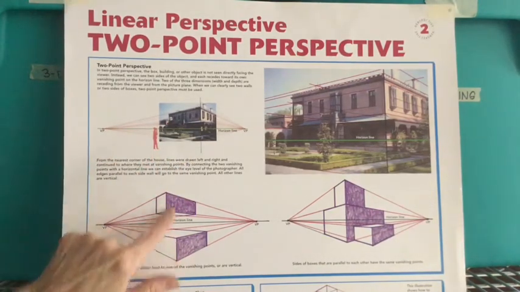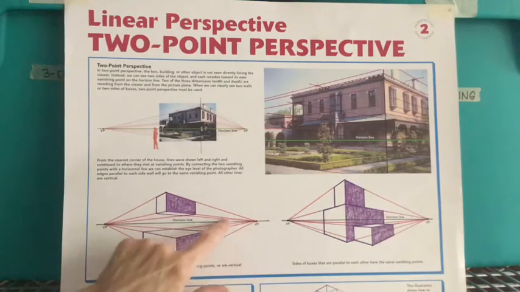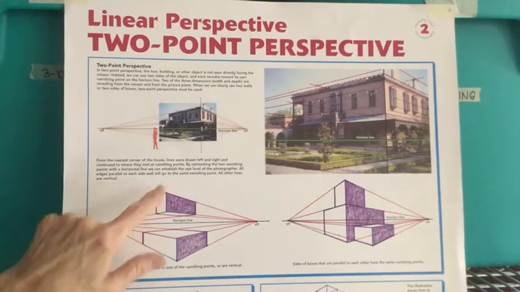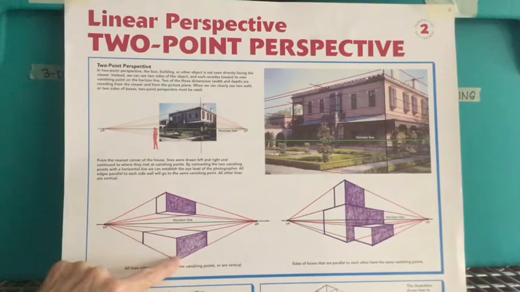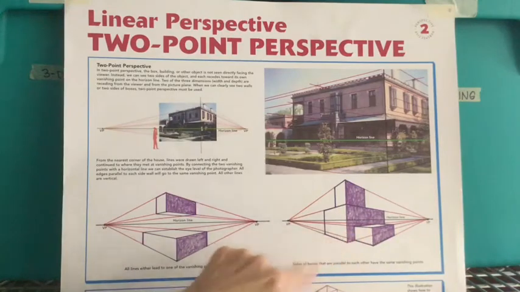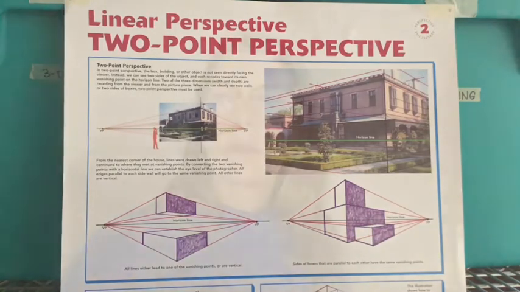You can see over here how they still use the horizon line, just like we did in the other one. And they use the corners of these boxes to draw the sides accurately to the perspective points so they look three-dimensional.